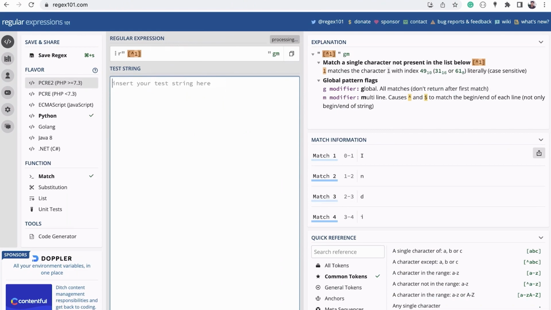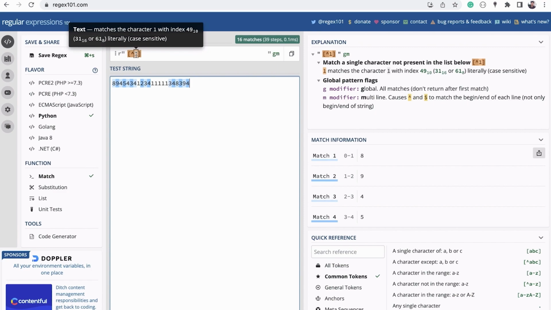So what I'm going to do, I'm going to write 8, 9, 4, 5, 6, and whenever 1 is there, it will not match 1. It will match all other characters or all other digits that are there in the current input. So I can make use of negation of the digit that I don't want to use.